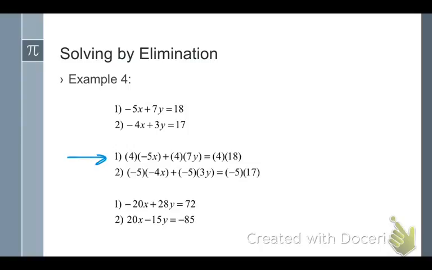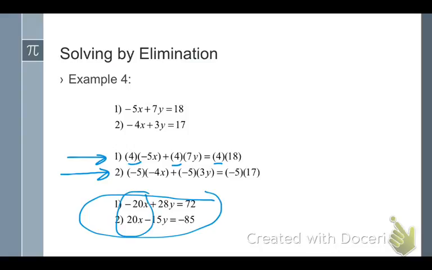I multiplied this one by a 4. I multiplied this one by a negative 5. And notice I carefully wrote it in front of each term so I wouldn't forget anything. In an effort to be quick, students often make mistakes, so don't try to be quick here. So the equations become this, and you can see now when I add these two together, the x is going to be eliminated.